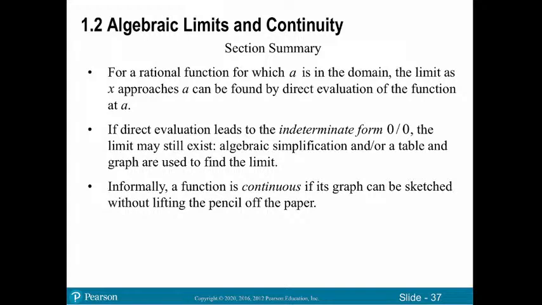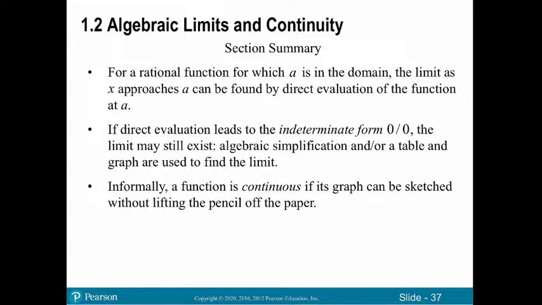So section summary. For a rational function for which a is in the domain, the limit as x approaches a can be found by direct evaluation of the function at a, right? In other words, we can just plug in with a lot of these, given some initial conditions. If direct evaluation leads to the indeterminate form of 0 over 0, the limit may still exist. Algebraic simplification and or a table and graph are used to find the limit, right? I think in this section we didn't use the table and graph, but we could have. We were able to simplify, do some cancellations, and then evaluate, and keep moving forward. So these are just some suggestions or techniques.